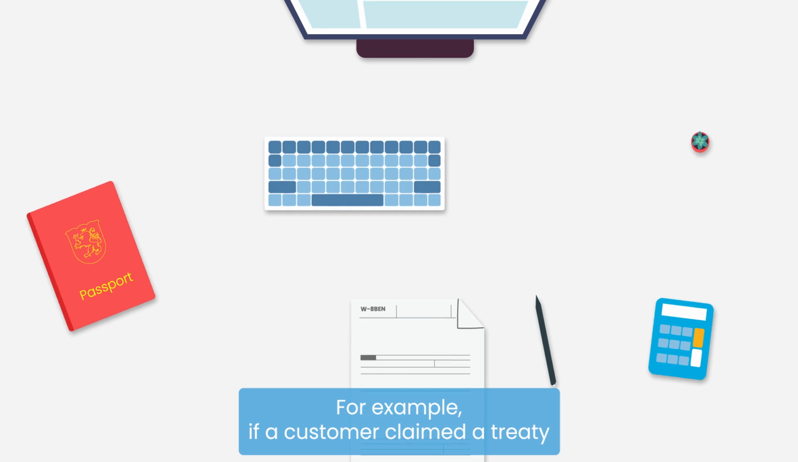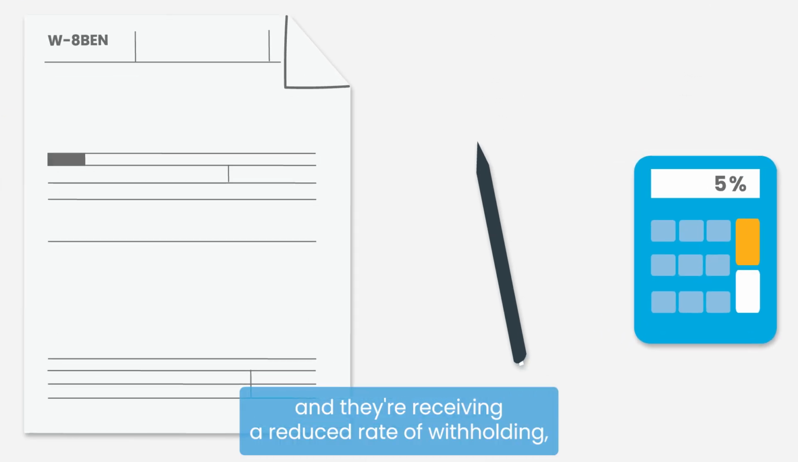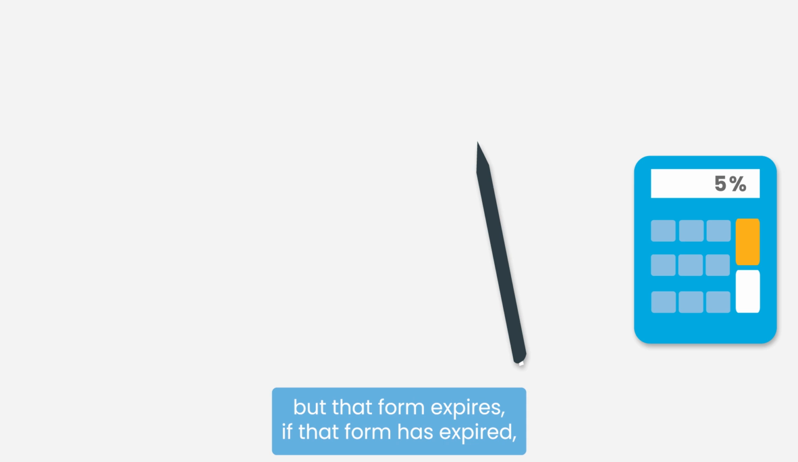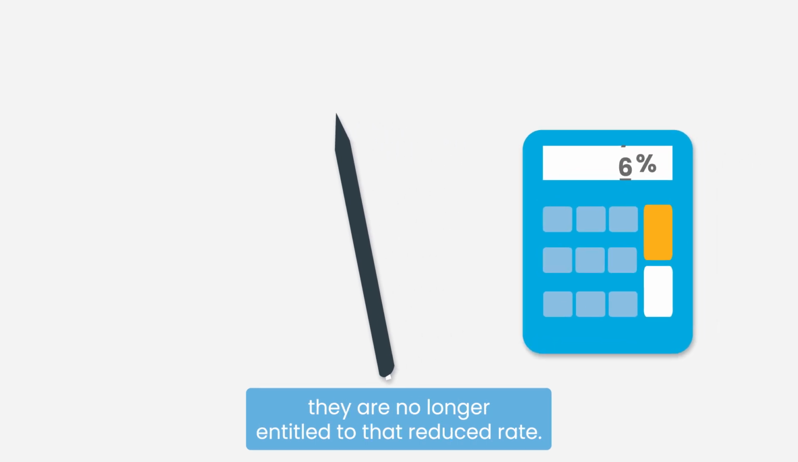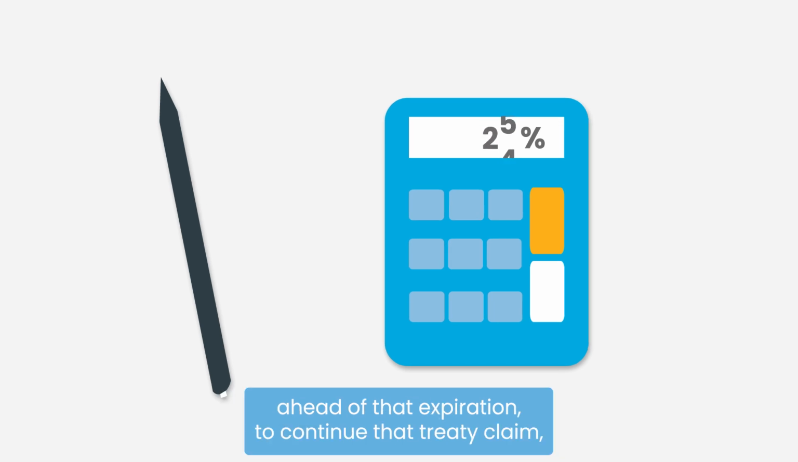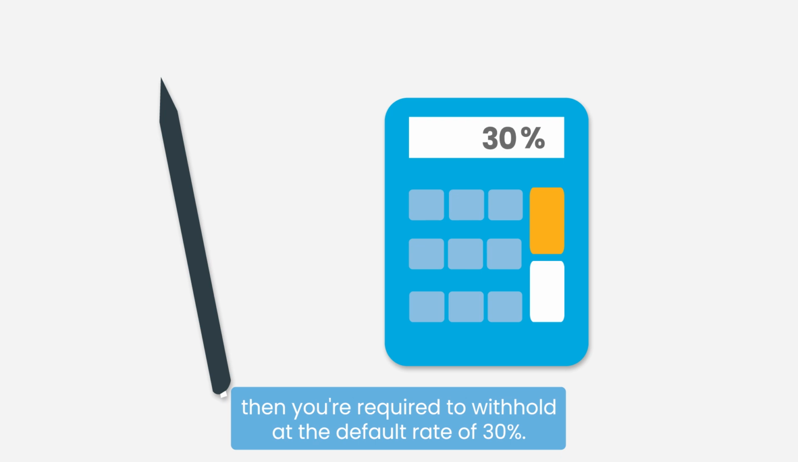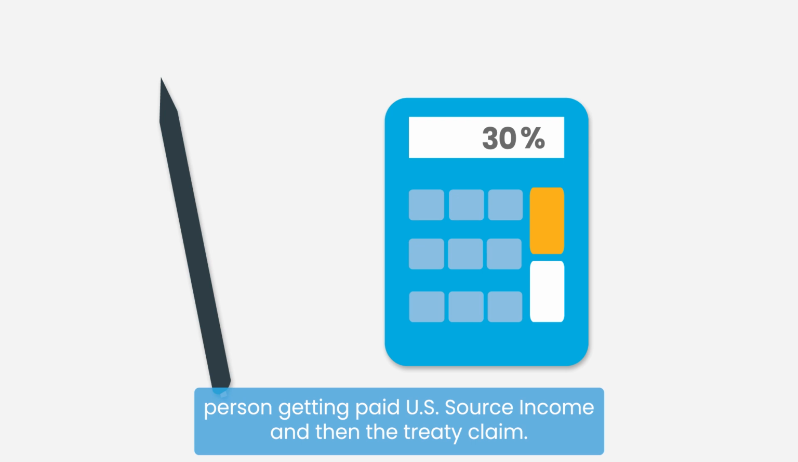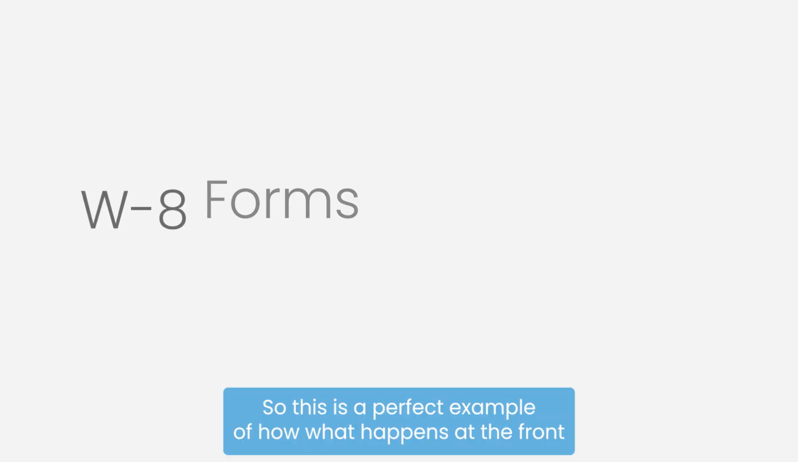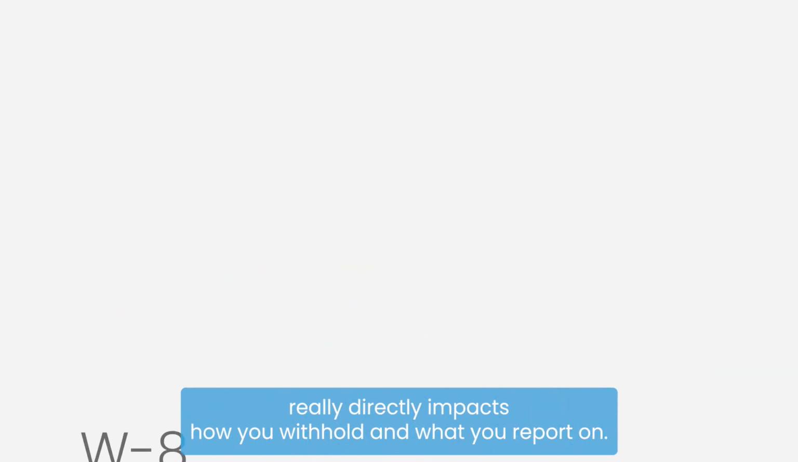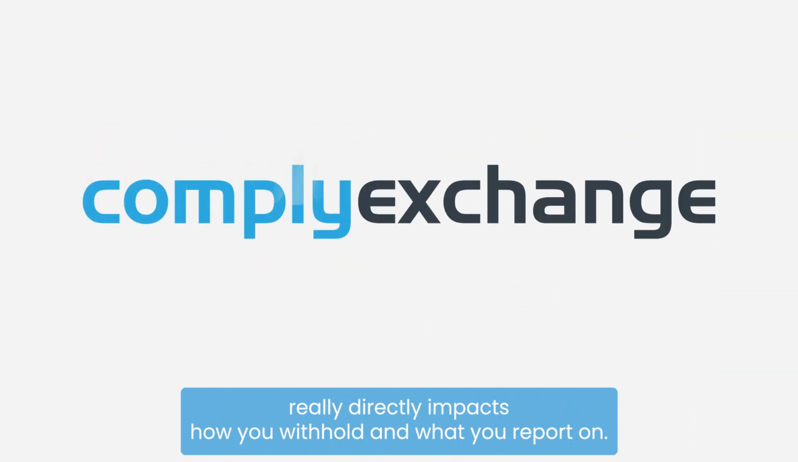For example, if a customer has claimed a treaty and is receiving a reduced rate of withholding, but that form expires, they are no longer entitled to that reduced rate. And if they've not submitted a new form ahead of that expiration to continue that treaty claim, then you're required to withhold at the default rate of 30%, assuming this is, again, a non-US person getting paid US source income in the treaty claim. So this is a perfect example of how what happens at the front directly impacts how you withhold and what you report on.